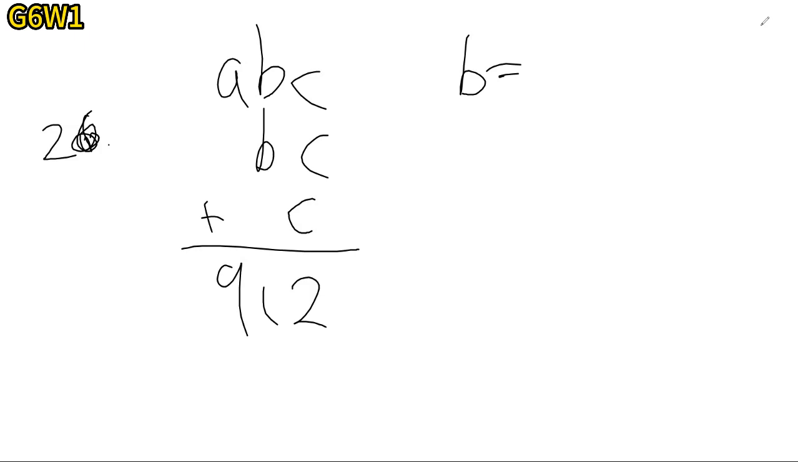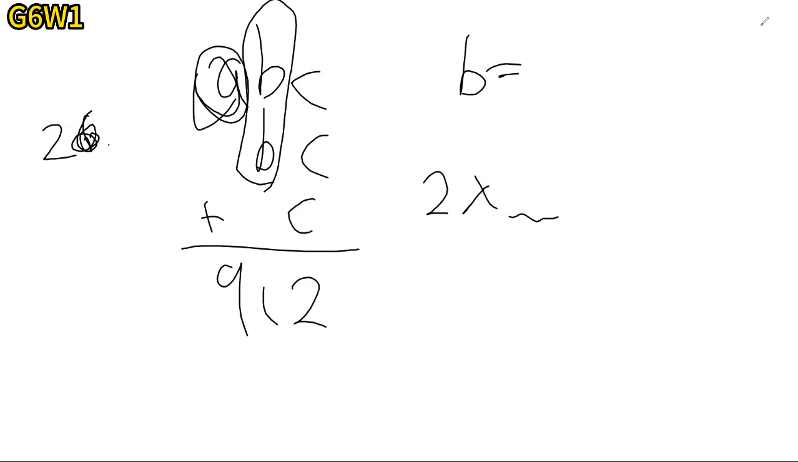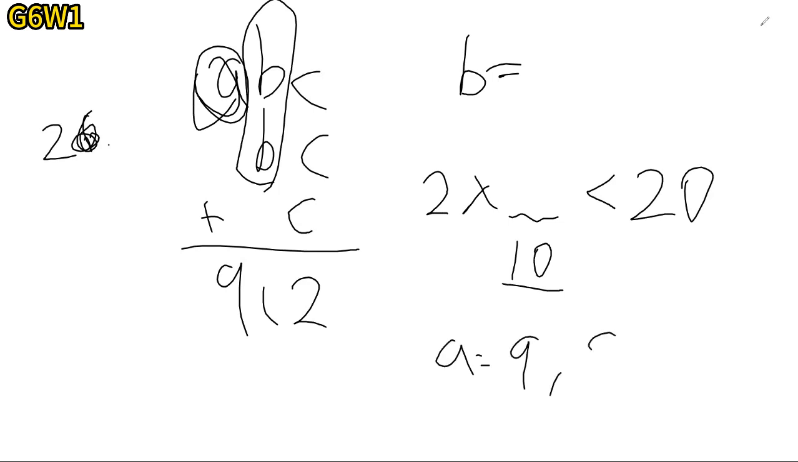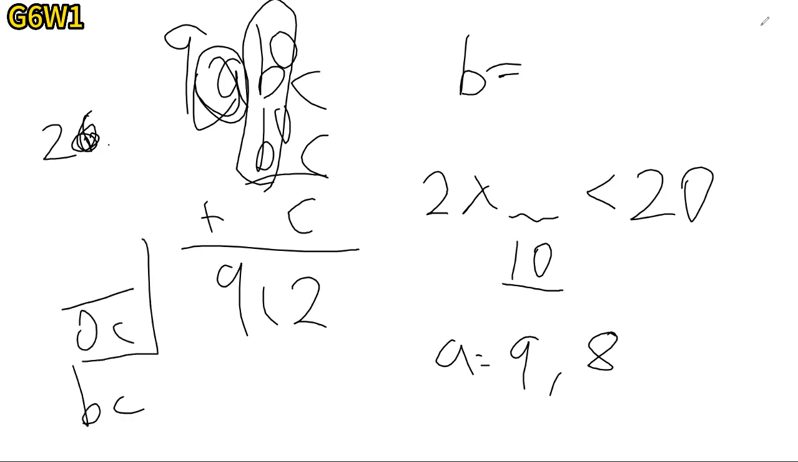First off, we see that we have an A up here, and we have 2 B's here, which means that we know that 2 times any digit is going to be smaller than 20. Why? Because 10 is the smallest number that is not a digit. So we know that A must equal 9 or 8. So let's say A equals 9. And then that means B has to be 0. And then if B is 0, we see that BC is 0C. The number is 0C.